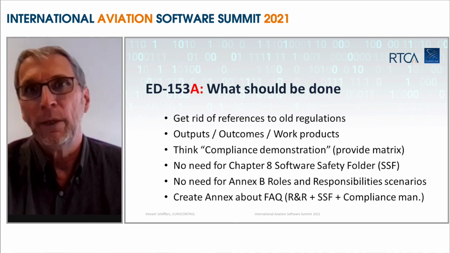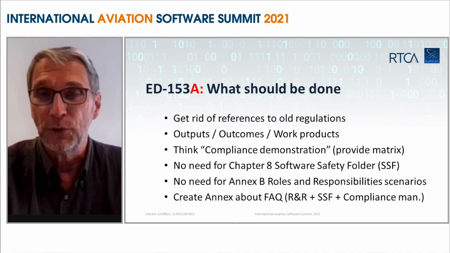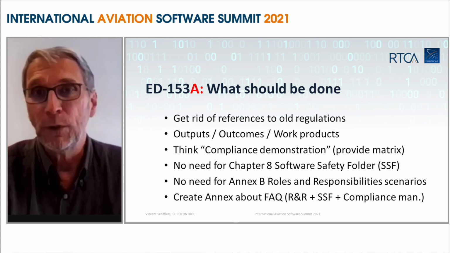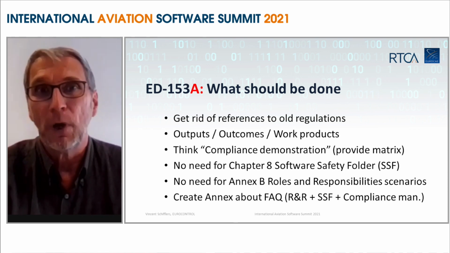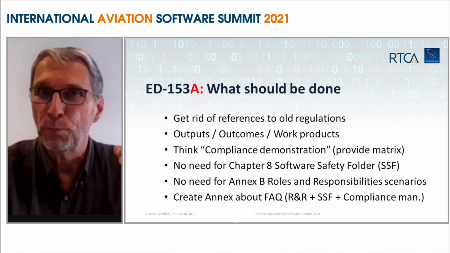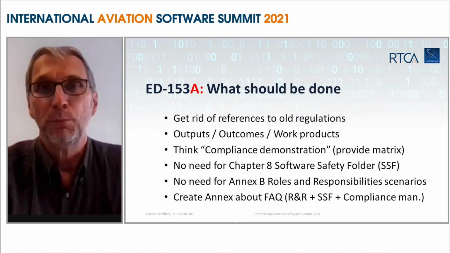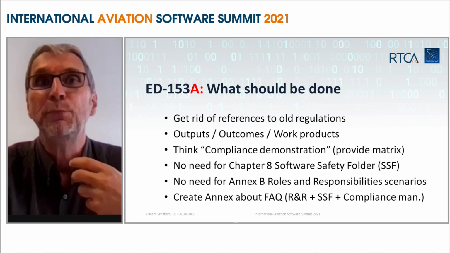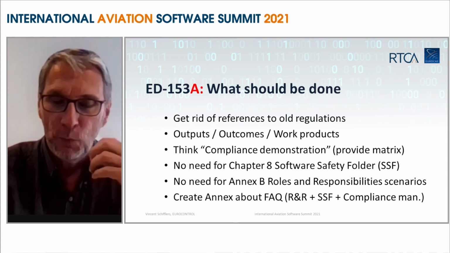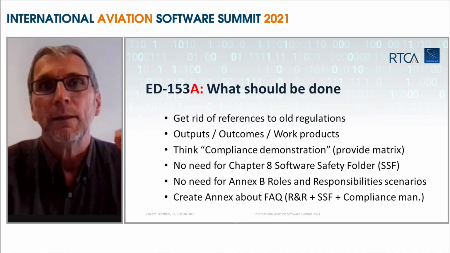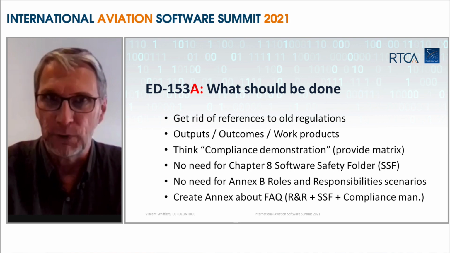Before closing, what I suggest to do would be to get rid, of course, in the new version, of the references to old regulations. All the old regulations should be just out. We should also speak about outcomes or outputs of work products. So basically all the current standards are using a process described in different steps and producing something. And this something is always highlighted in a standard. We also have to think about making compliance demonstration as easy as possible. And for that, maybe provide metrics.